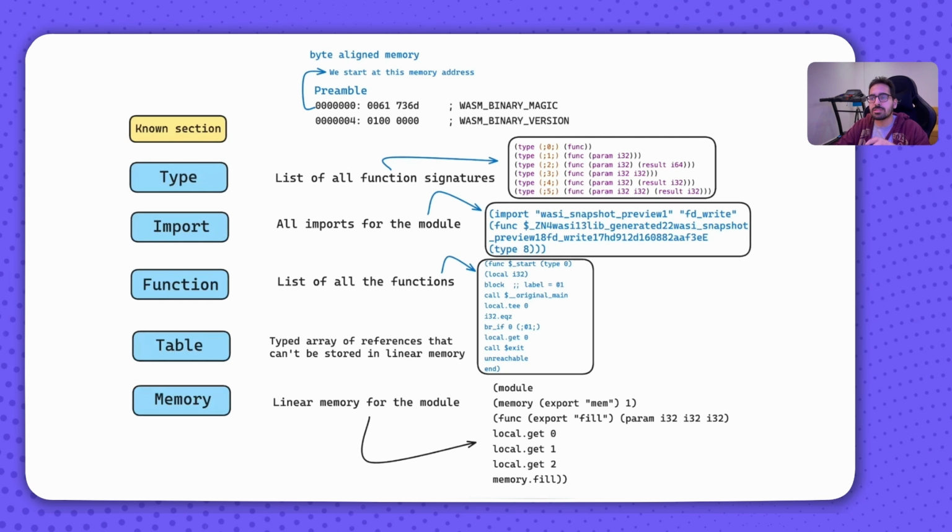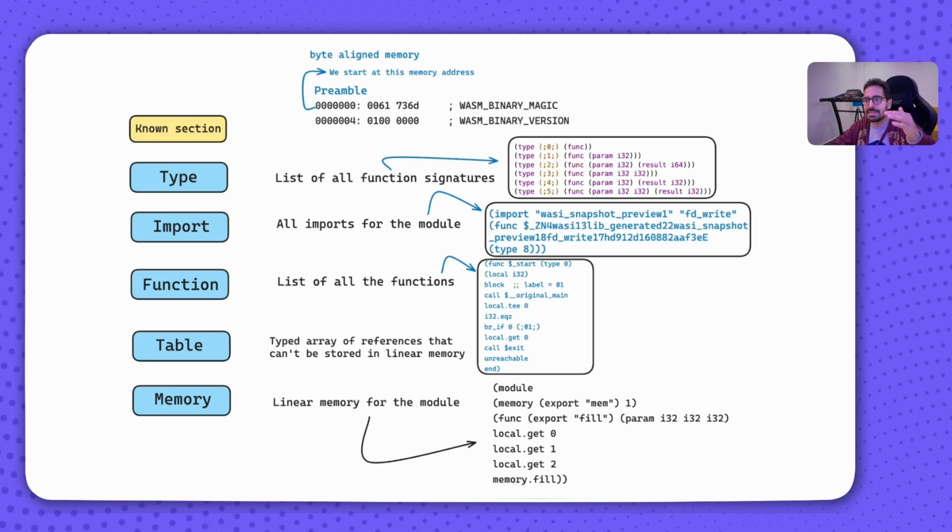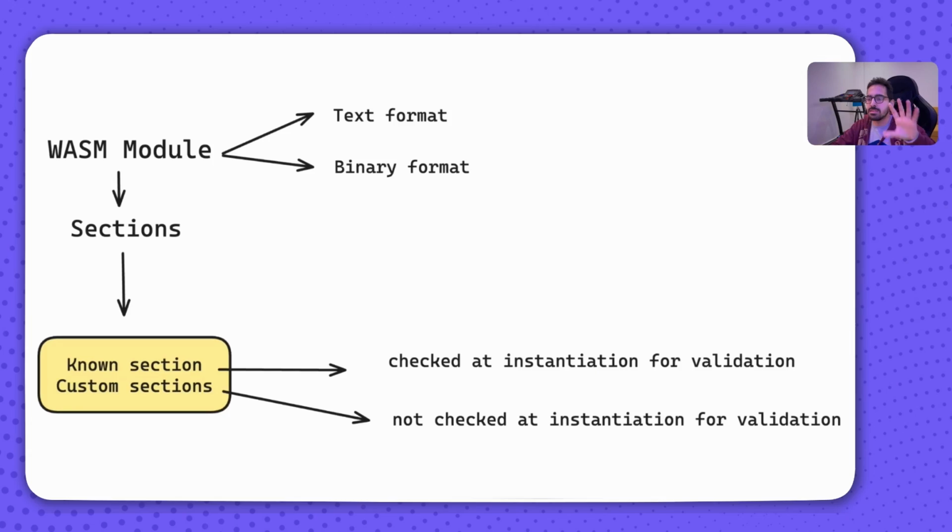Let's see these from an example perspective. This is the theoretical aspect, and you have to open your mind to understand what goes inside the module. There is the known section, and after the known section there are custom sections like name, etc. In the known section, we have type, import, function, table, memory, start, export, global, code, element, data. So this is the format.